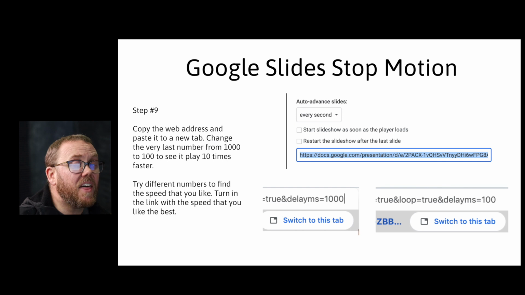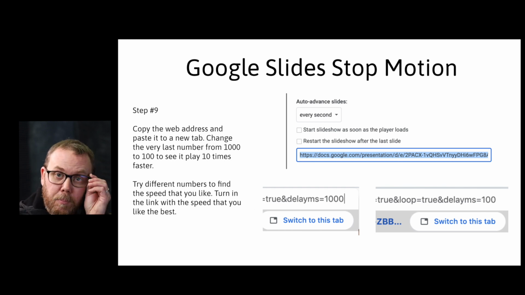Okay. Then this is where it gets a little tricky, but I think you can handle it. Now, what you'll do is you're going to copy and paste the web address, the URL that ends up at the top of your screen there. And you are going to paste it into a new tab. And when you do, you are going to change the very last number, which is 1000. So you have to scroll all the way to the right to see that and change it to the number 100. This will make it play 10 times faster.